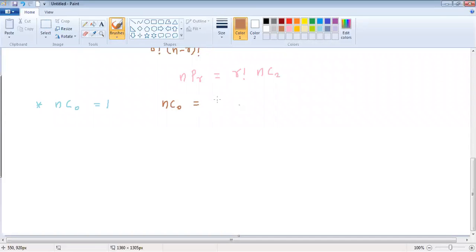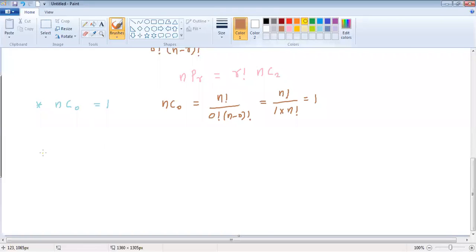NC0 is equal to n factorial divided by 0 factorial into n minus 0 factorial. That is n factorial divided by 0 factorial is 1, 1 into n minus 0 is n factorial. So n factorial by n factorial, which is equal to 1. But there is no need to use the formula. We can easily say आपके पास n ऑब्जेक्ट्स है, उसमें से आपको 0 ऑब्जेक्ट सेलेक्ट करना है तो एक ही वे है, कोई भी ऑब्जेक्ट सेलेक्ट मत करो. That is one way. So NC0 is equal to 1.